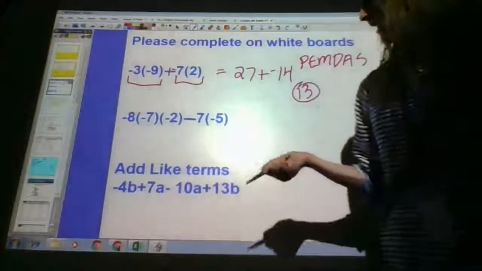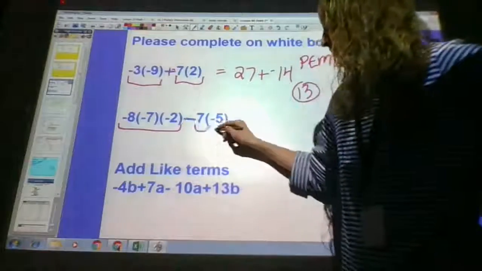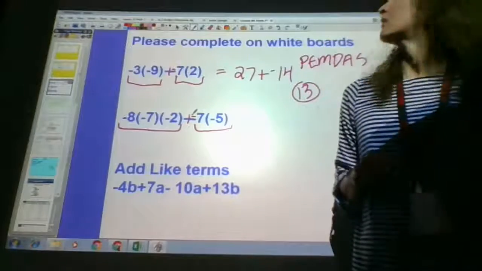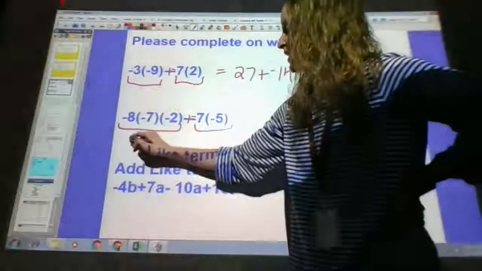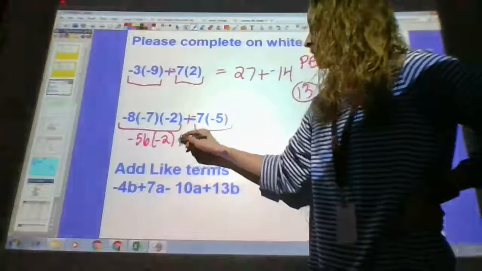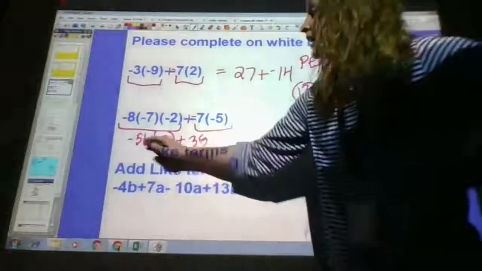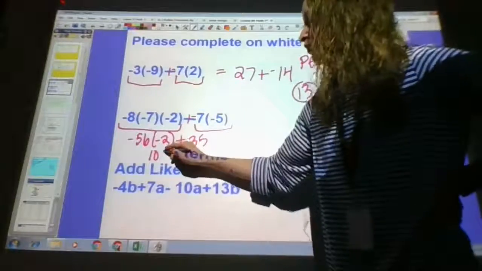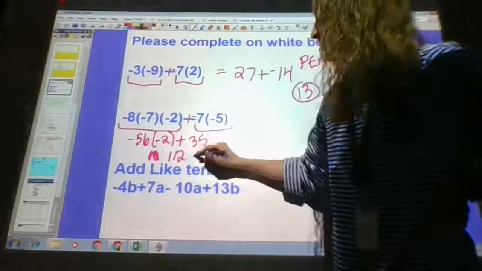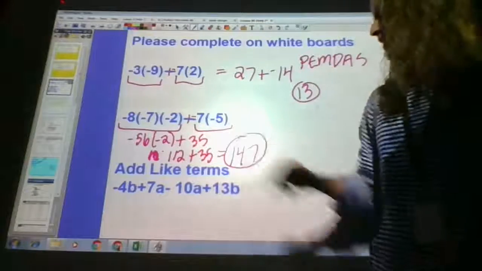If we follow PEMDAS here, we have to multiply all of these numbers, and multiply all of these numbers. And once again, a minus sign, I would add the inverse for those. So then negative 8 times negative 7 is negative 56, times negative 2, is going to be 112, common mistake, plus negative 7 times negative 5, which is 35, is going to be 147.